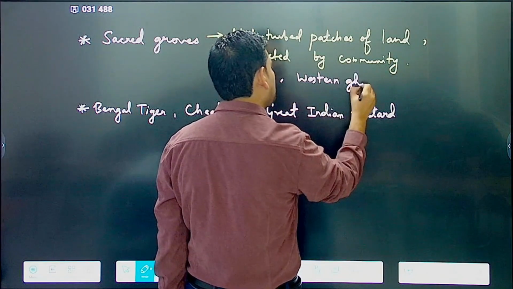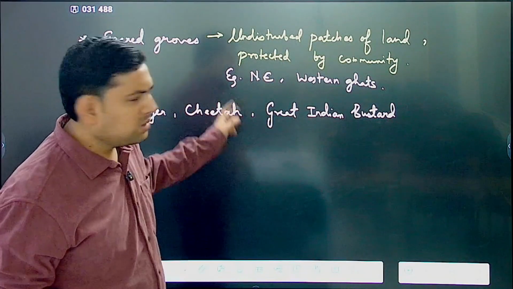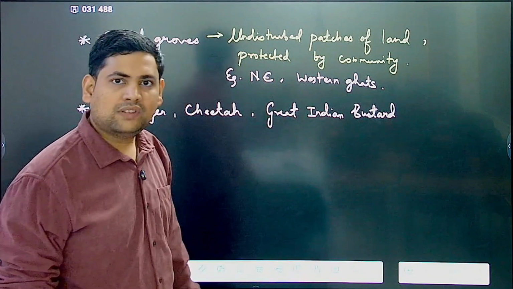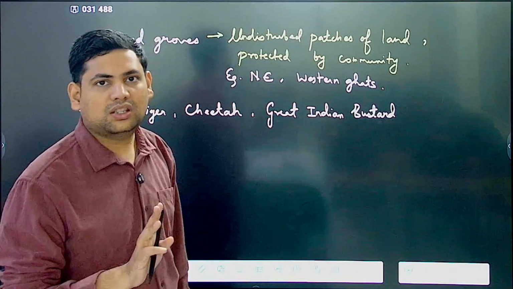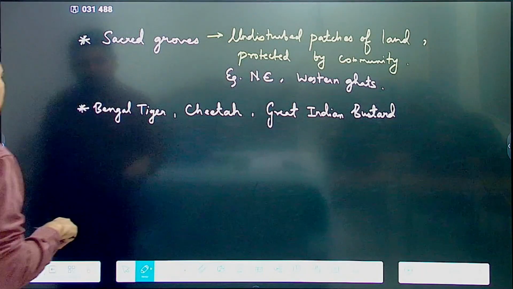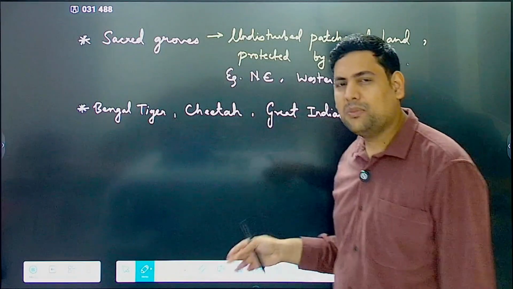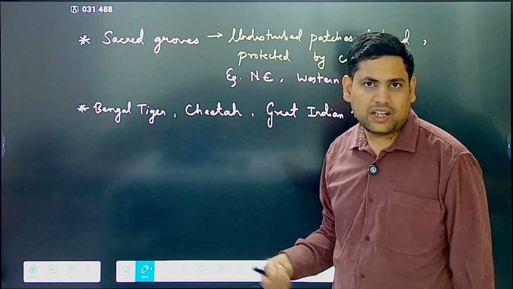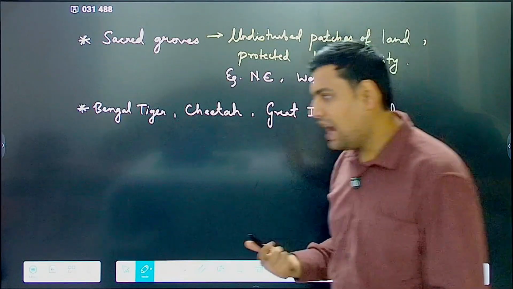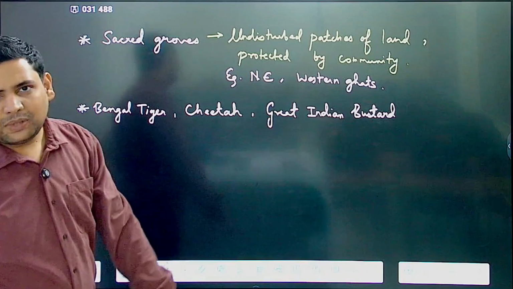So these are not owned by the government or a single entity. These are usually community owned patches of land that have to be left undisturbed. They won't allow any disturbance to it. Then Bengal tiger, cheetah and great Indian bustard, it talks about these three animals whose numbers are declining or have become too low. And it talks about how the government has come up with different plans to save them.